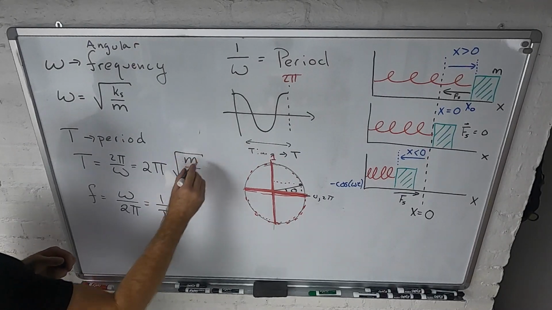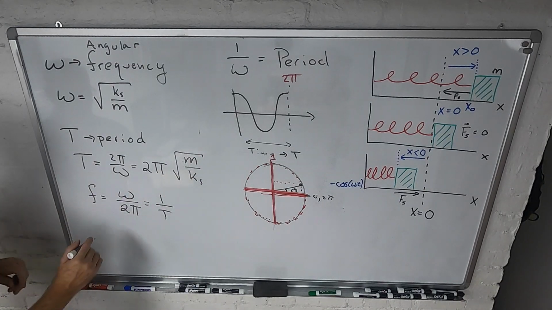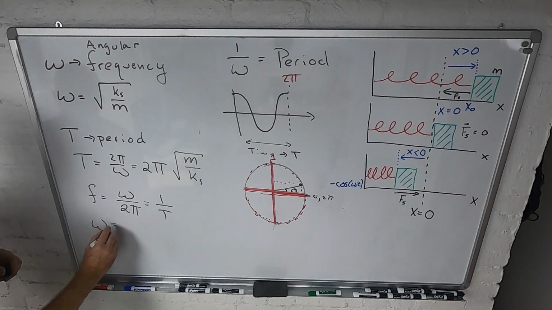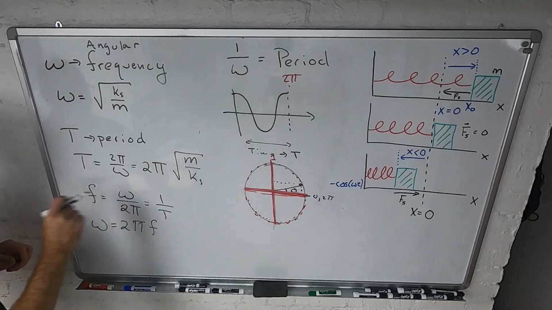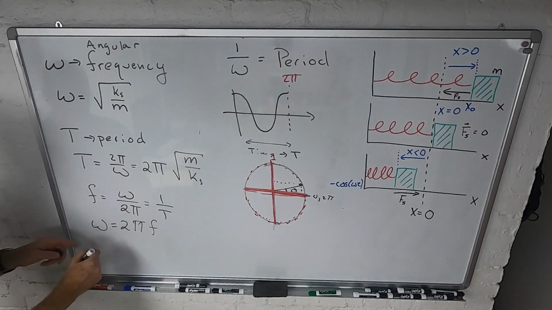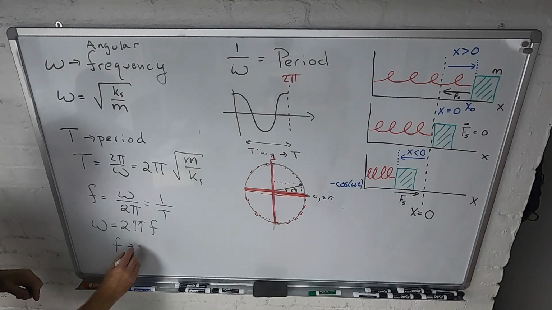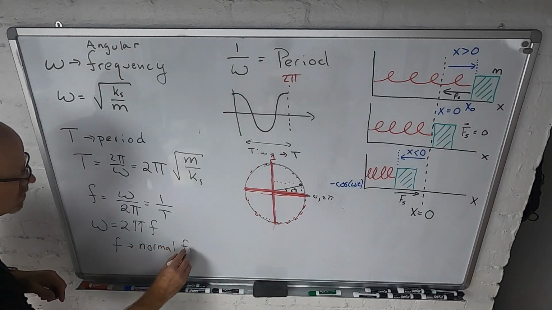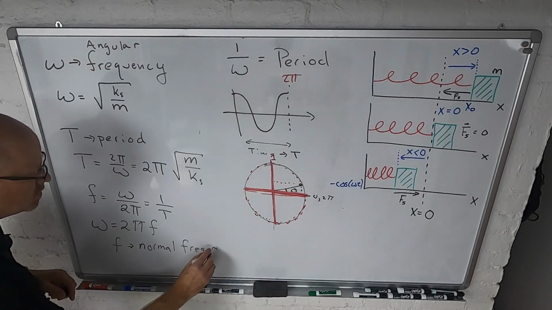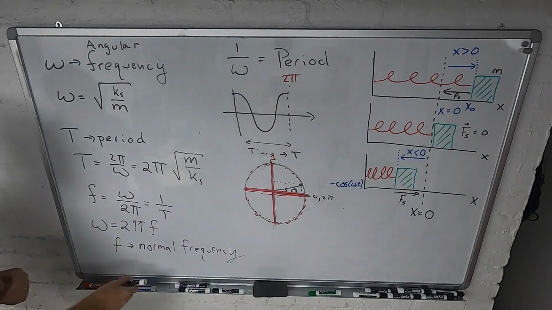Yes. Don't get confused by the 2 pi's. It only regulates what the frequency looks like in terms of omega. If I take my normal frequency, back and forth, multiply it by 2 pi, I get the angular frequency. f is the normal frequency. Yeah, both have the same units.